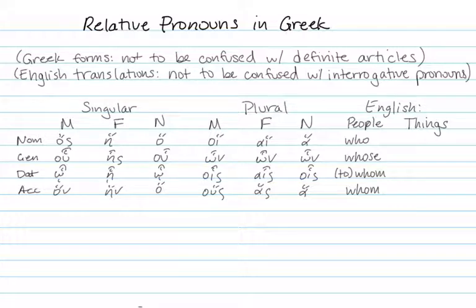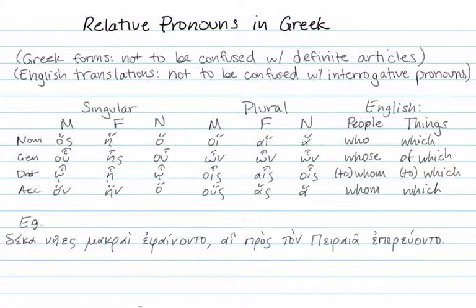So if we're talking about things, and remember that in Greek, things can be masculine or feminine or neuter, but when we translate this into English, we want to use the proper pronouns for English things. So that's usually which or that. The genitive is of which, and in the dative, again, depending on how it's being used in the sentence, to which, and the accusative is simply which.